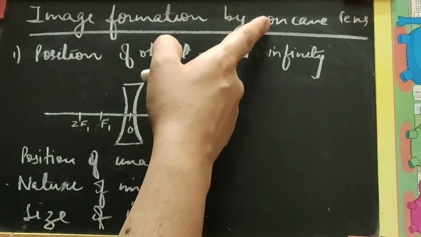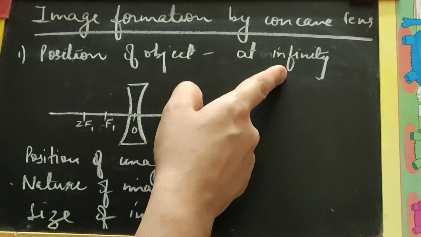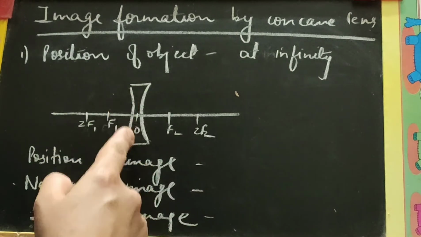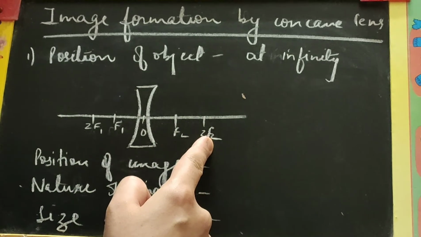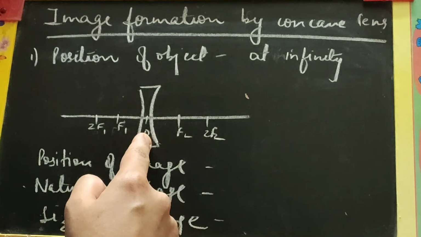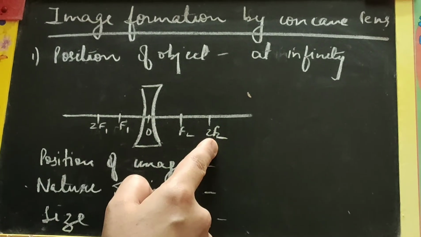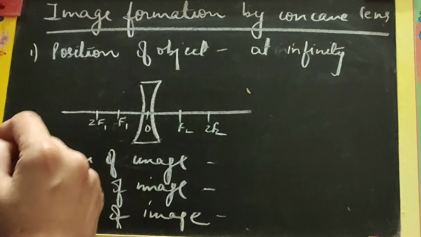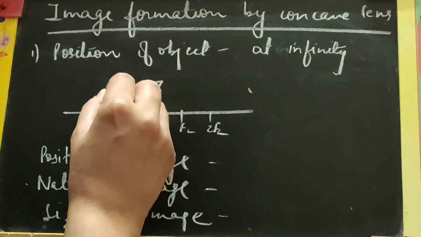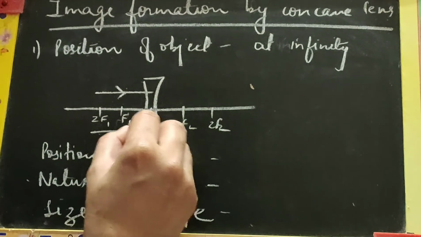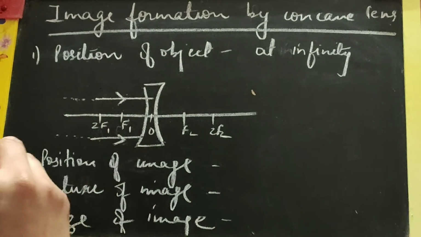Remember, concave lens is a diverging lens. The first position of object that we consider is at infinity. So I have drawn the concave lens here and I have marked the 5 points as told you earlier also on the principal axis. The optical center, the foci on both sides and the twice foci on both the sides. Now since the object is placed at infinity, we will represent it by showing parallel rays coming on the lens. So parallel light rays indicate that the light is coming from infinity.